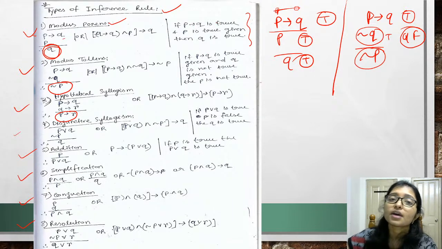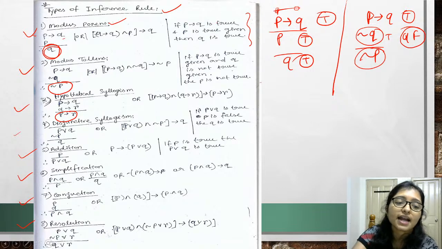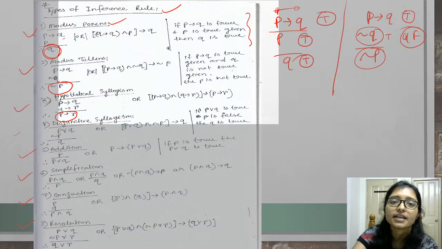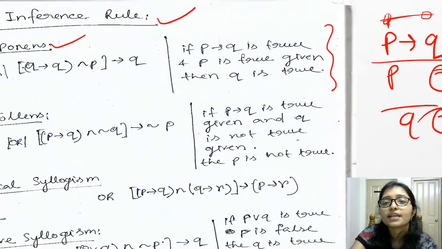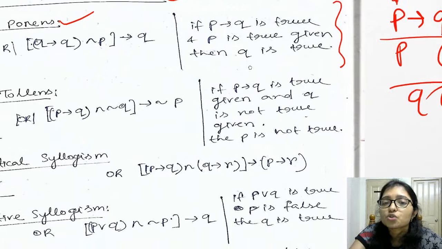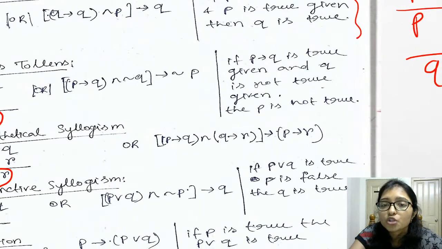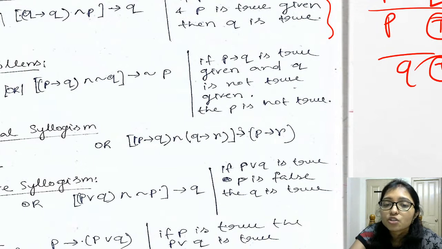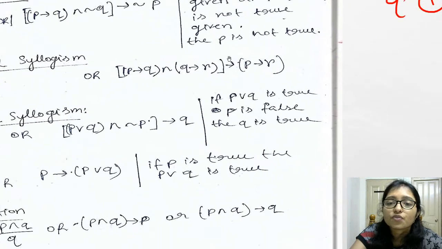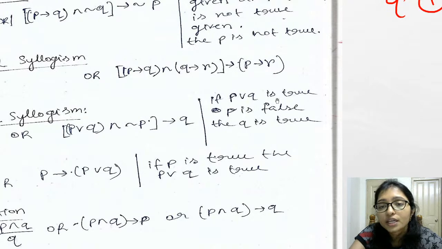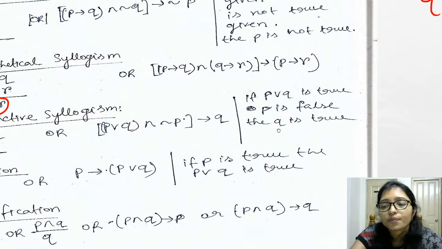That is, if P is true given, and P implies Q is true given, then Q is true. If P implies Q is true given and Q is not true given, then P is not true. And for this one, if P or Q is true and P is false, then Q is true.